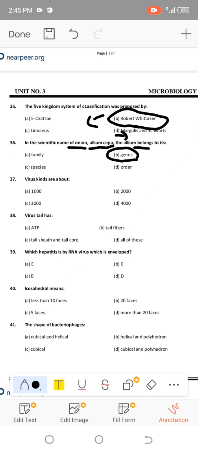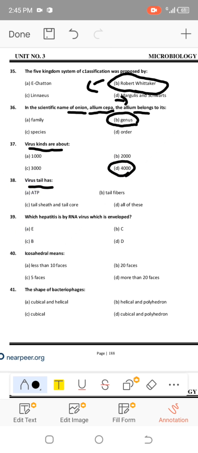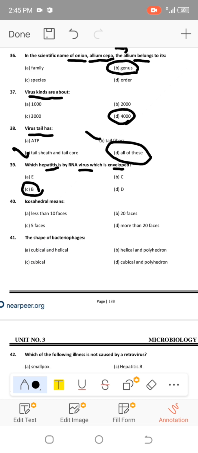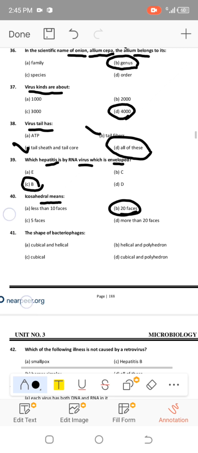Now, about how many kinds of virus are there? Remember, there are 4,000 virus kinds. Now virus tail has a tail sheath, tail coat and tail fibers. All three are present, so this means all of these. Now which hepatitis is caused by an RNA virus which is enveloped? Hepatitis B is basically the RNA and enveloped virus. Now icosahedral means which have 20 faces.